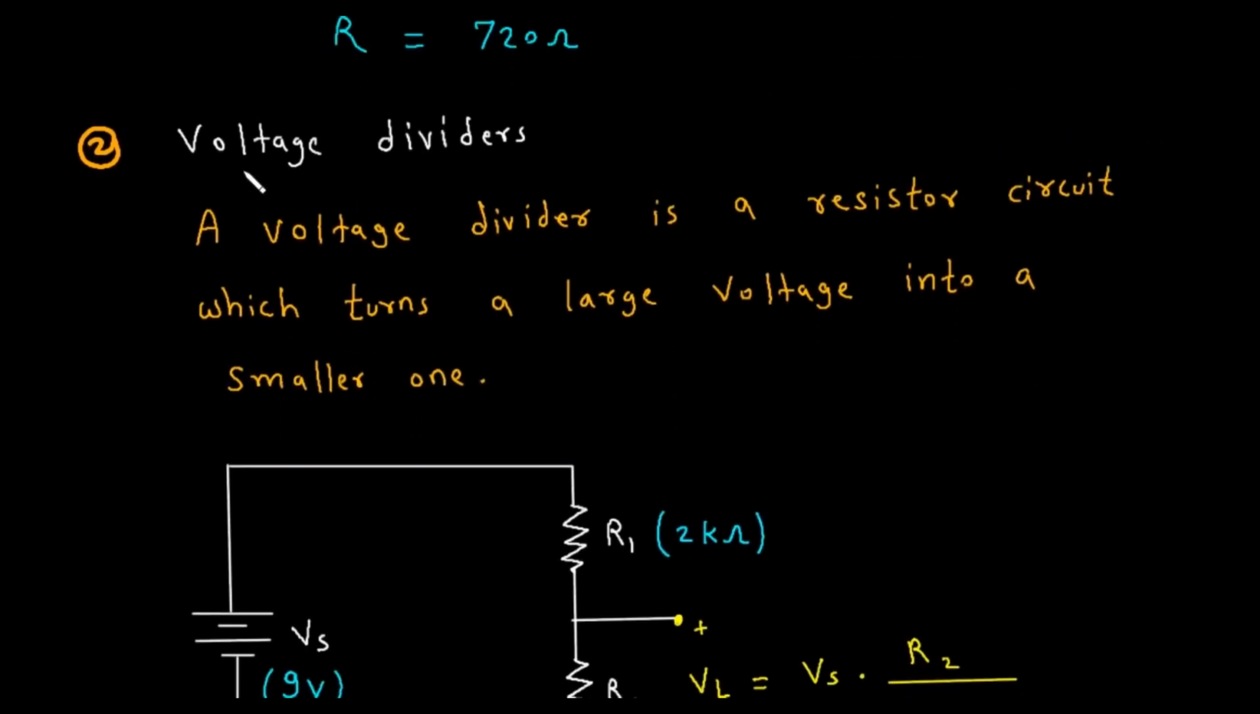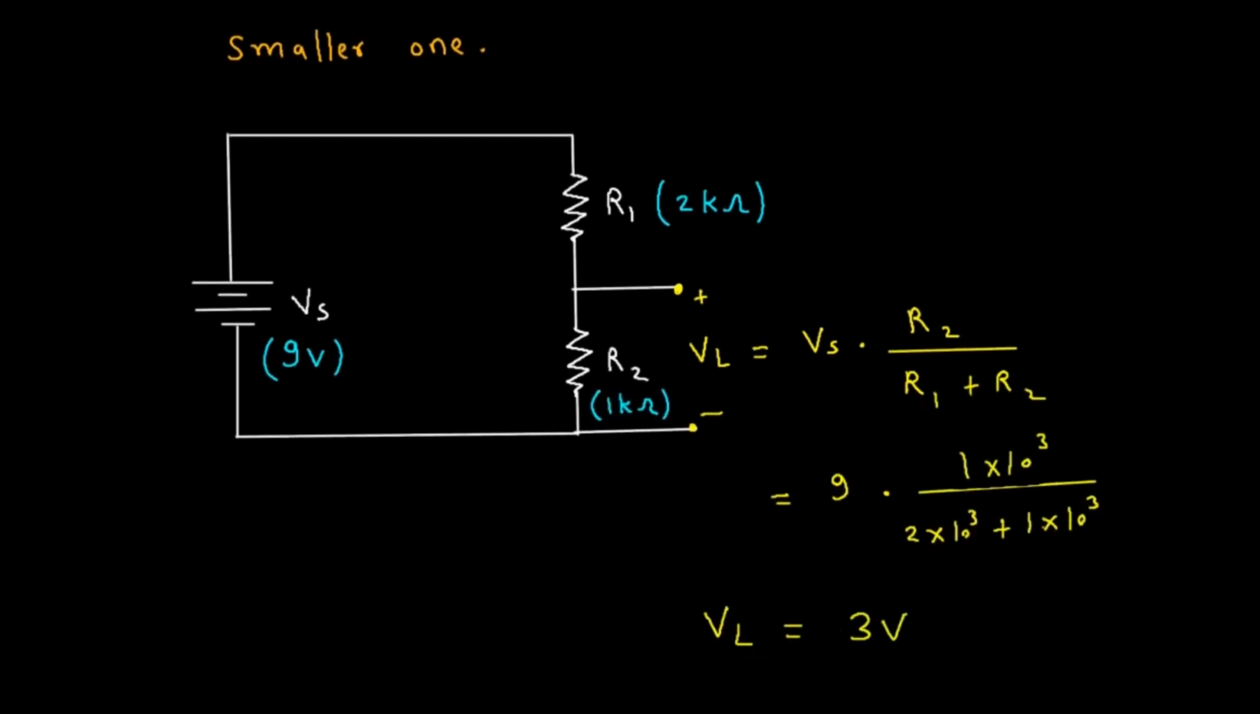We can also use resistors for voltage dividers. A voltage divider is a resistor circuit which turns a large voltage into a smaller one. Now let's understand this from this circuit diagram. Here we can see we have a voltage source of 9 volt. But suppose we only want 3 volt.